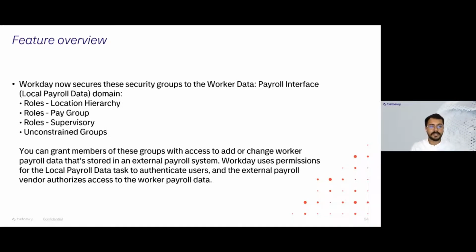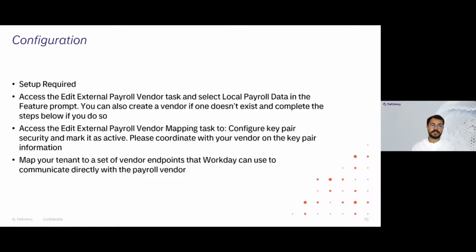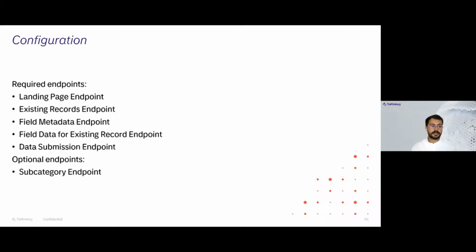Here are a few more details on how we are securing via the security groups, and we can grant members of these groups access to add or change workers' payroll data. For this, setup is required. Once we have the setup, then we can send the external payroll vendor the local payroll data. These are the required endpoints: landing page endpoint, existing records endpoint, field metadata endpoint, field data for existing record endpoint, and there is one optional endpoint, that is the subcategory endpoint.